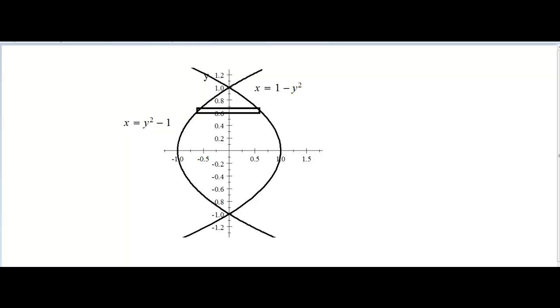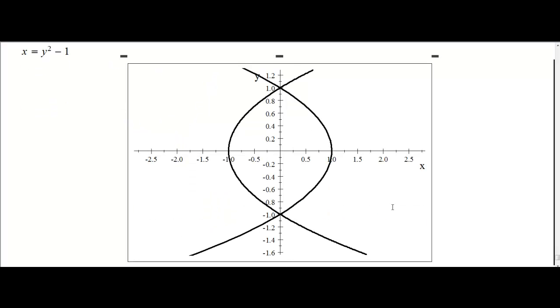So what you have to do here is this. If you look at this area, the altitude is delta y. So I'll integrate from y equals negative 1 to y equals positive 1. And then the length is how much? I take the right point, 1 minus y squared, minus this quantity. So we go simply as what?